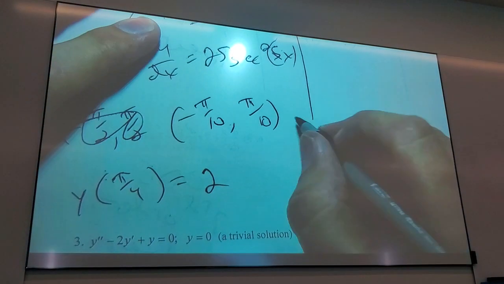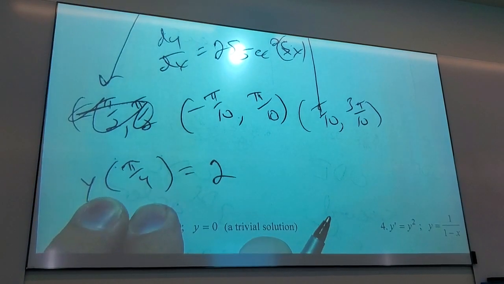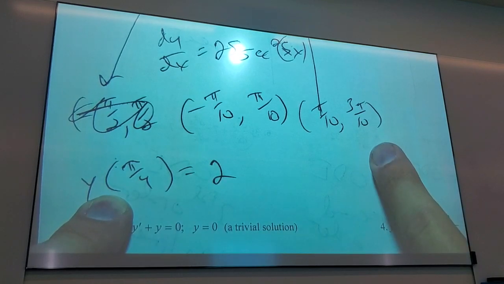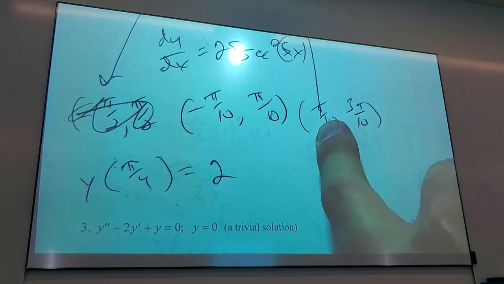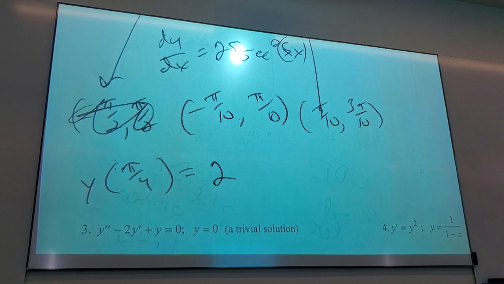Is that good? Is that the one we want to use? Yes. Does it include pi over 4? Yes, it does. Yeah, why? Because 3 pi over 10 is greater than pi over 4, and pi over 4 is also greater than pi over 10. It falls in between. Okay. It's kind of a gross example, but you see, if I give you an initial condition, you can actually select the correct interval of definition.